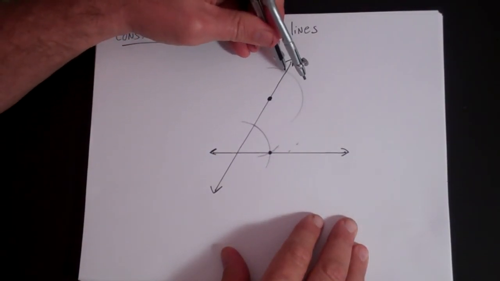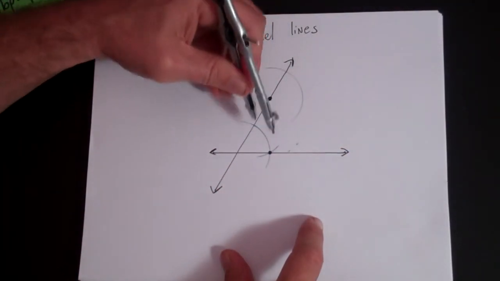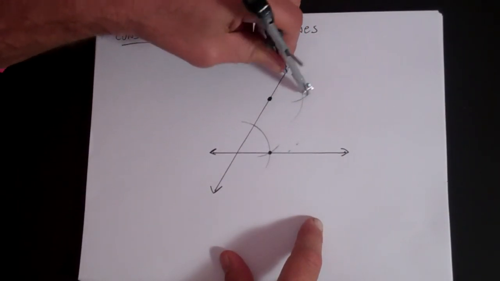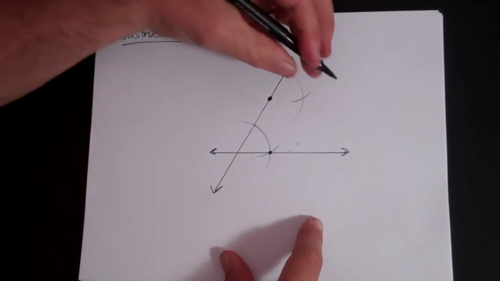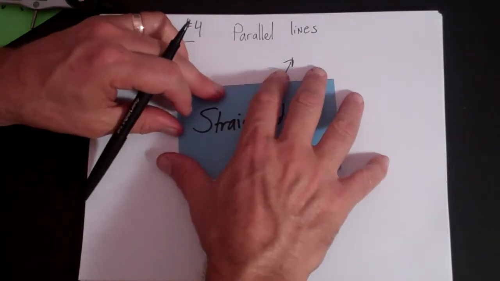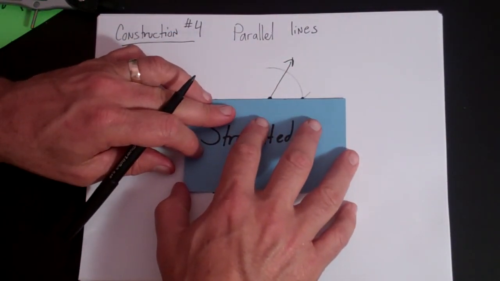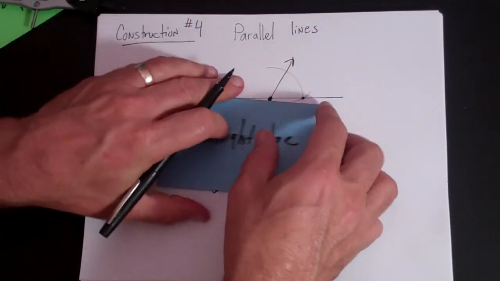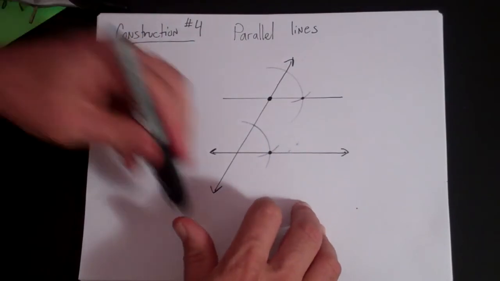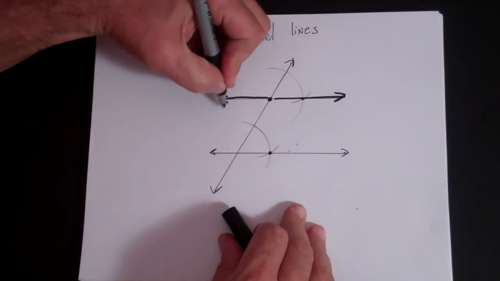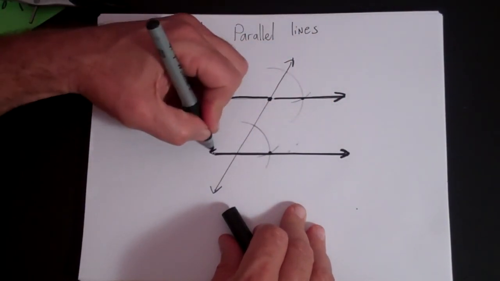Now you're going to go up to this new arc, where there's not a line, put it the same place, and see where that intersects. And if you notice, you get a new point right there. Then you take your straight edge and connect those two dots. When you do that, you end up with two parallel lines. So this line here and this original line are your two parallel lines.